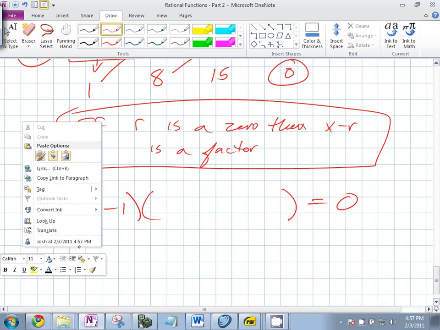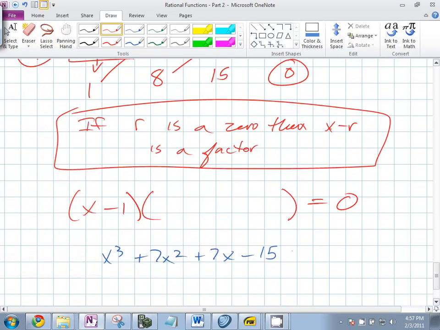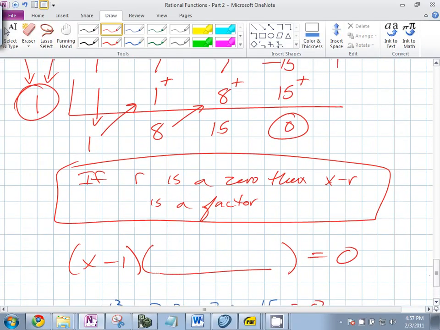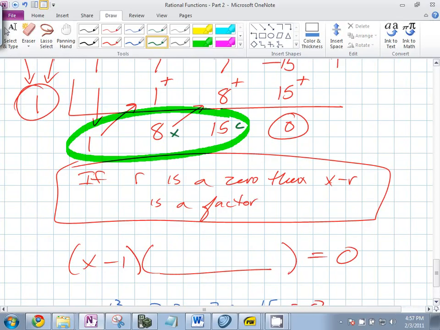The question is, what's left? What's in here? Well, it turns out it's right in front of you. You see these coefficients? This coefficient is the constant, that's the x, and that's the x squared, and they end up going right there. 1x squared plus 8x plus 15.